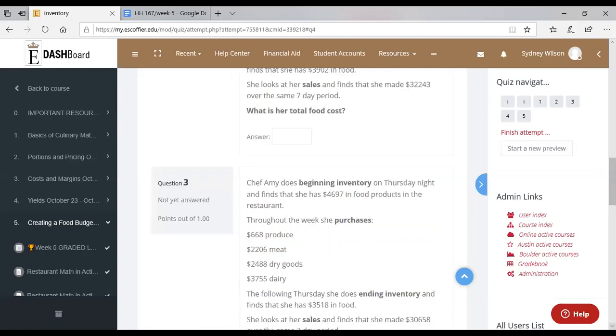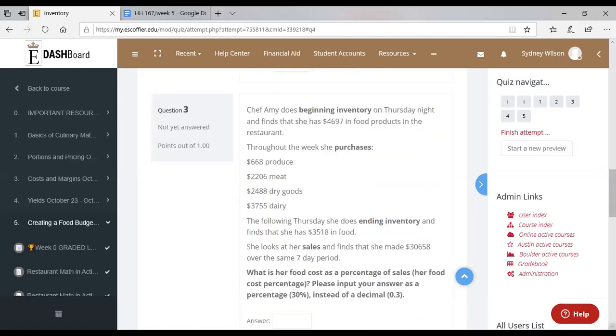All right, so number 3. Number 3 requires a little bit more time, but it's just as simple as any of the others. The very first thing we do is read the question. What is her food cost as a percentage of sales, or her food cost percentage? And they want you to put the answer in as a percentage instead of a decimal. So when we get the answer, we're going to have a decimal, and we're going to move that decimal over 2 spaces to make it a percentage.